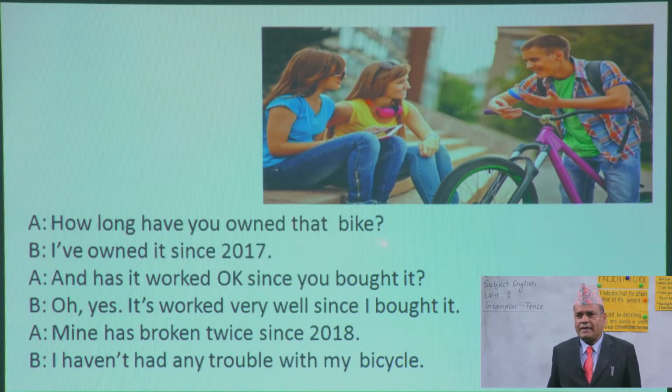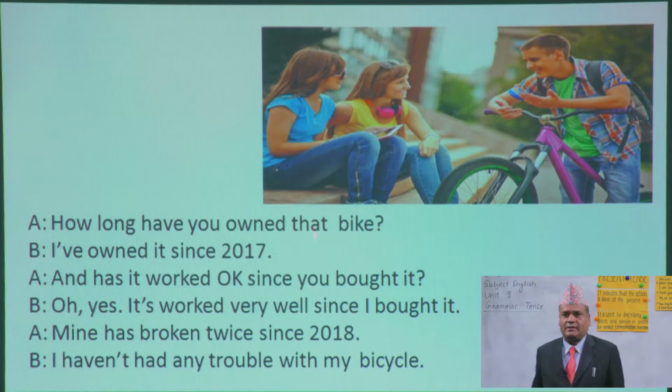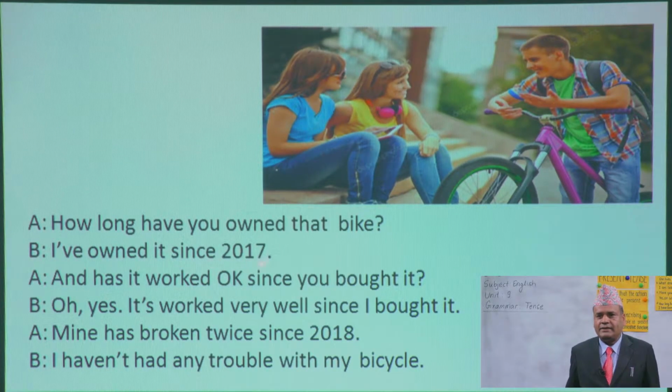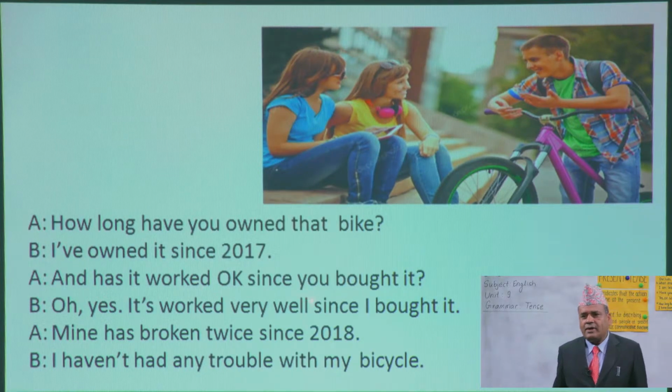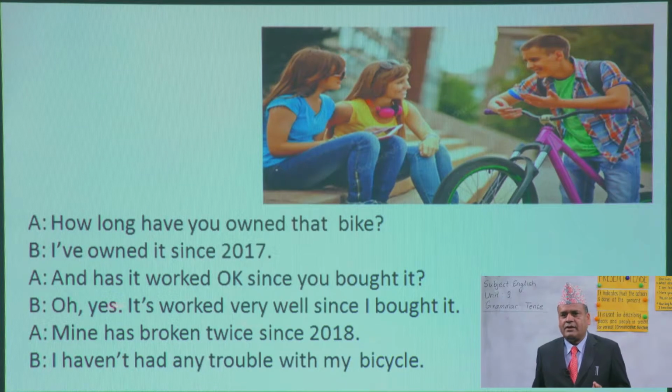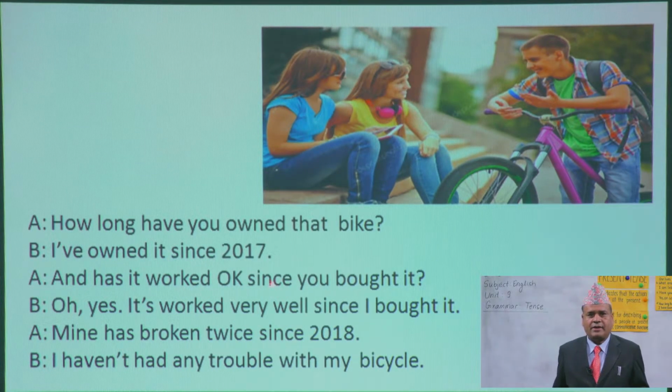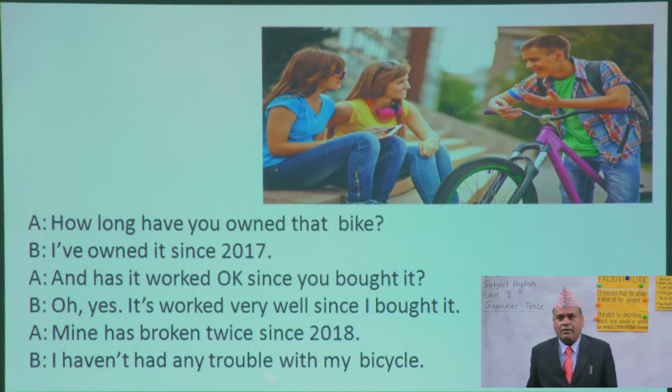How long have you owned that bike? Okay? This is present perfect tense. All right? I have owned it since 2017. And has it worked okay since you bought it? The same tense, present perfect. Oh yes, it has worked. Present perfect. Okay? It has worked very well since I bought it.